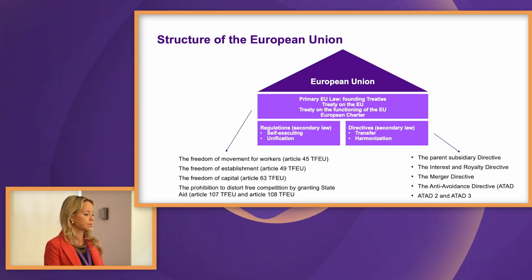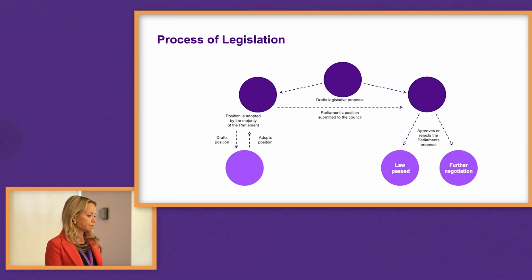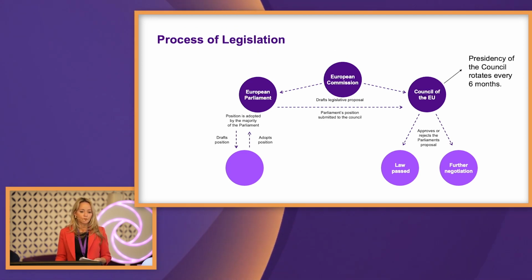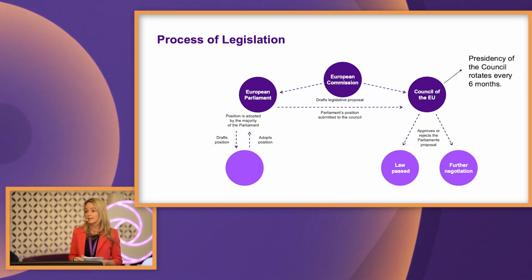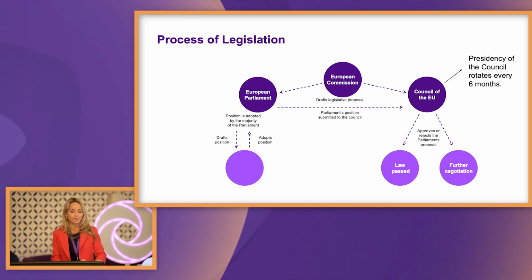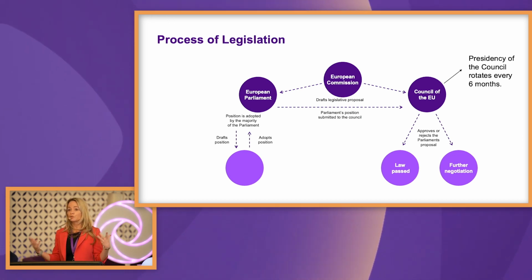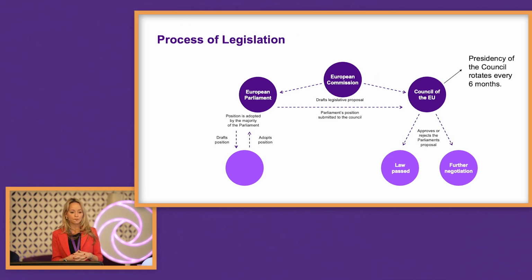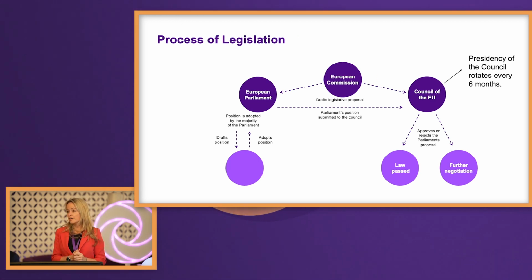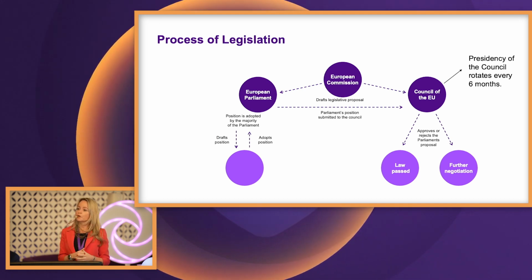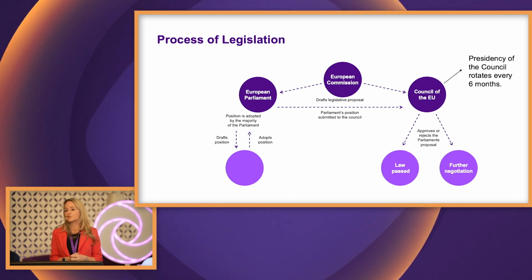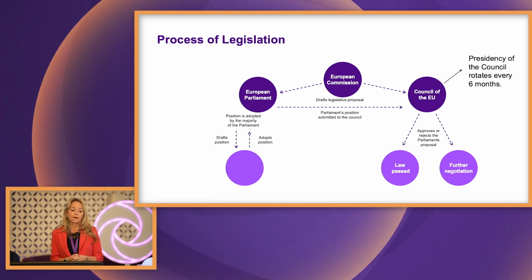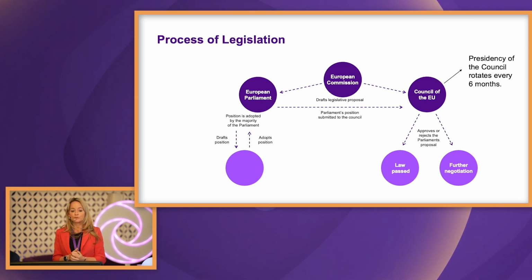And how does it happen? As follows. We have 4 institutions in the European Union. We have the European Commission. They are the ones who draft the proposal, who have the right of initiative in case they have a proposal. We have the European Parliament. And that's a very important one because that's the only institution which is directly elected by the European citizens. And we have the Council of the EU.